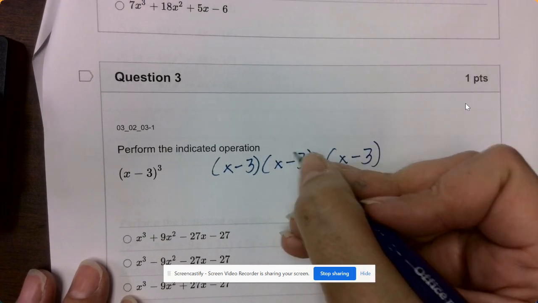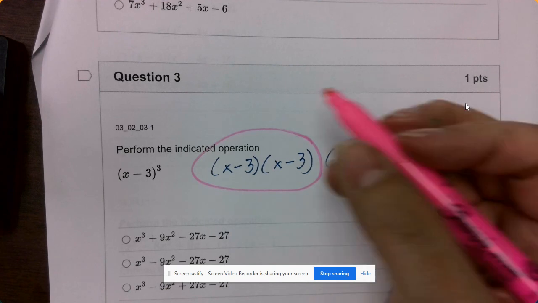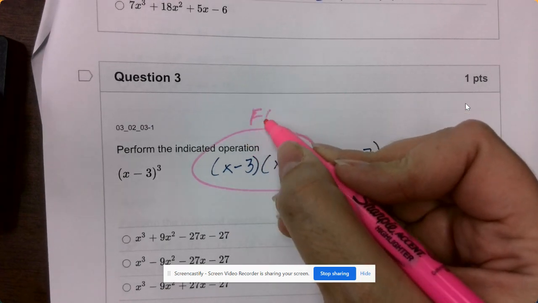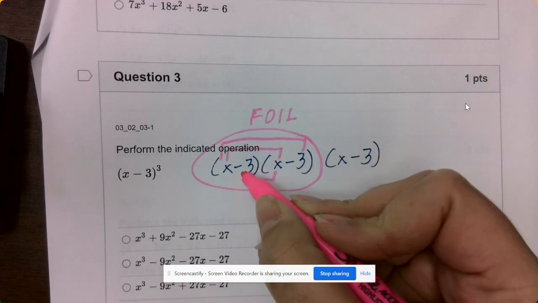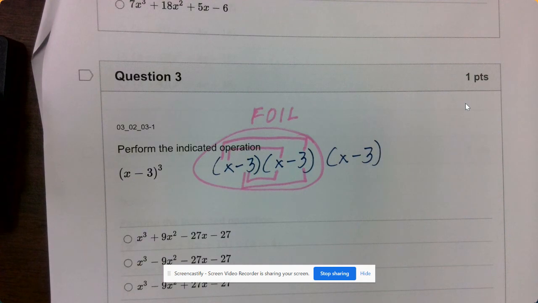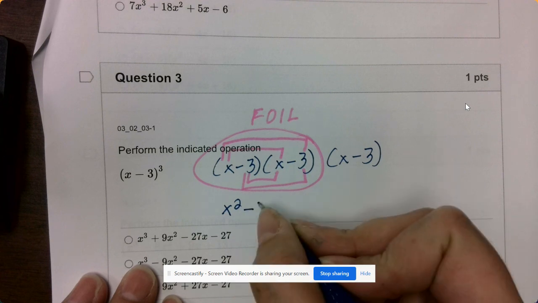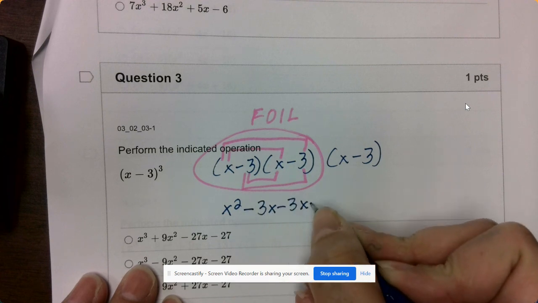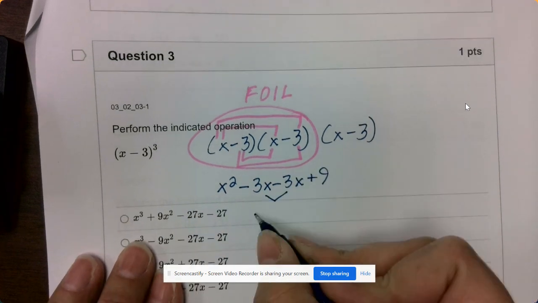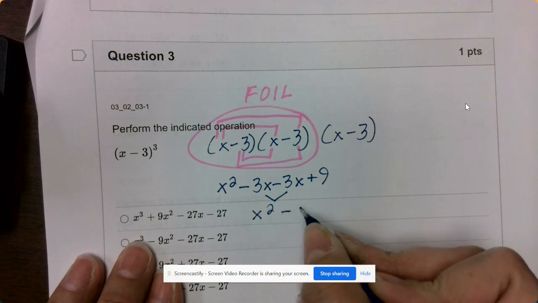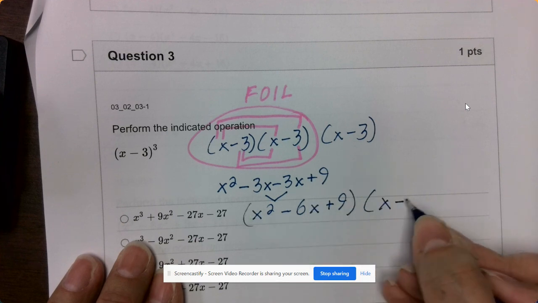So I'm going to multiply these ones first. So I'm going to FOIL this one. First, outer, inner, last. We combine like terms, everybody. So I'm going to add the x's together. So we get x squared minus 6x plus 9. And now we're going to multiply it times the x minus 3.